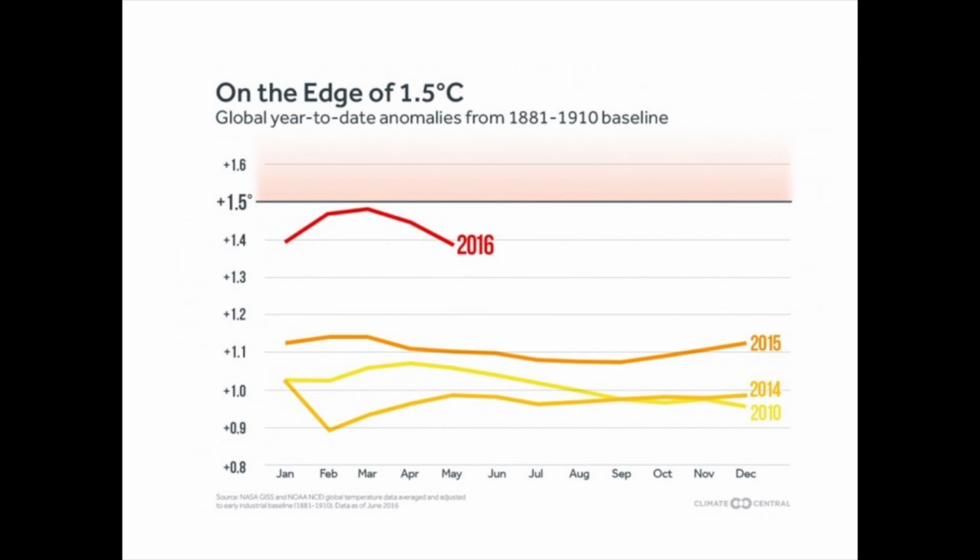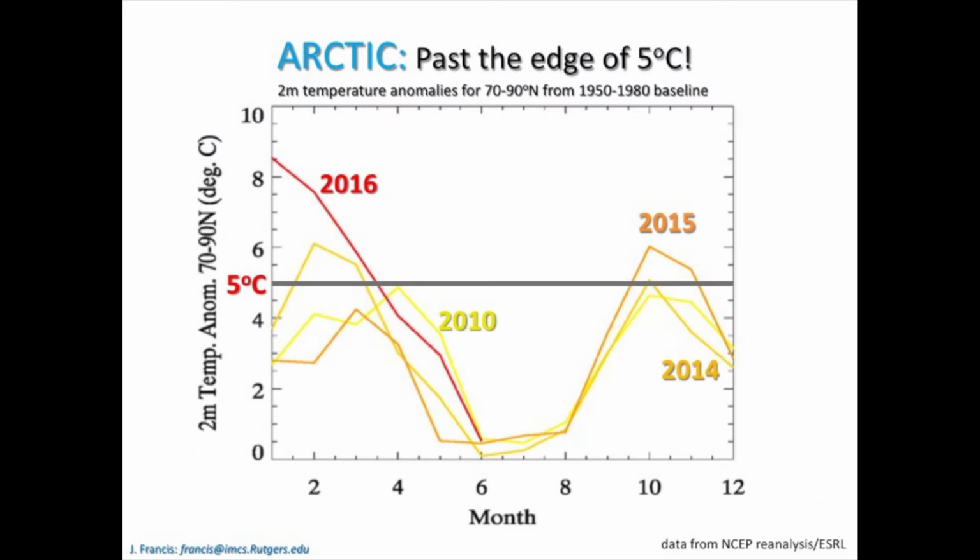So I thought it would be really interesting to see what a graph like this would look like for the Arctic, which is what I plotted up yesterday. And this is what I found. I've put on here the 5 degree centigrade line for the Arctic. These are temperature anomalies for the same years that you just saw for the global average. And what you see is that, again, 2016 is a very unusual year, and we're already way past that 5 degree centigrade temperature for this past winter.